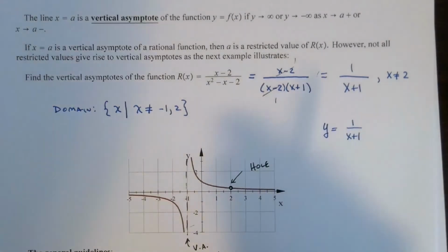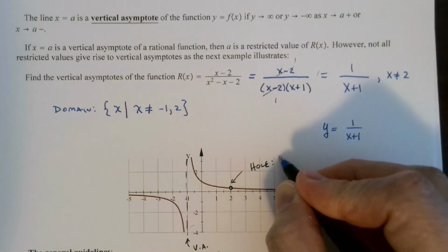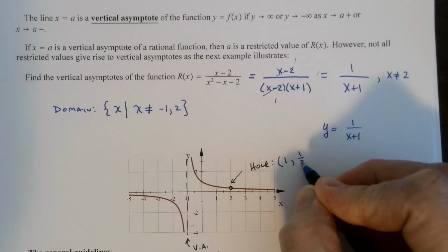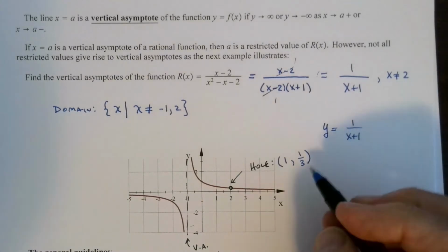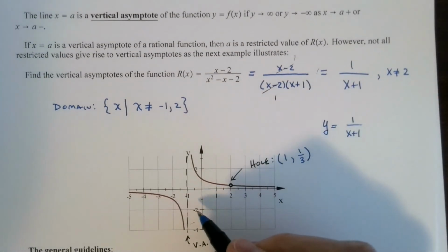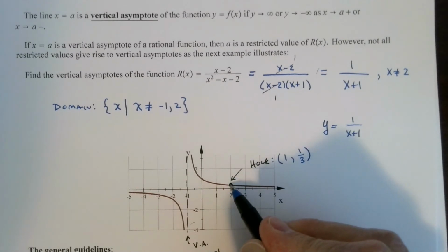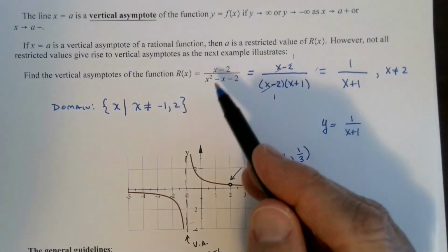Hey, how much is 1/3 as a decimal? It's about 0.333. In fact, that's the coordinates of this hole. The hole's coordinates are 2, 1/3. That's the height, 1/3. And that's how I can get that. So the graph of this function is exactly the same as this that I've shown here, except the hole gets filled in. That's the graph of this function compared to the original function r of x.